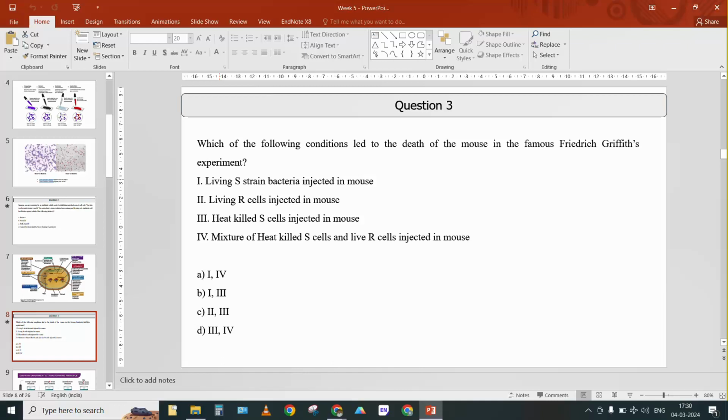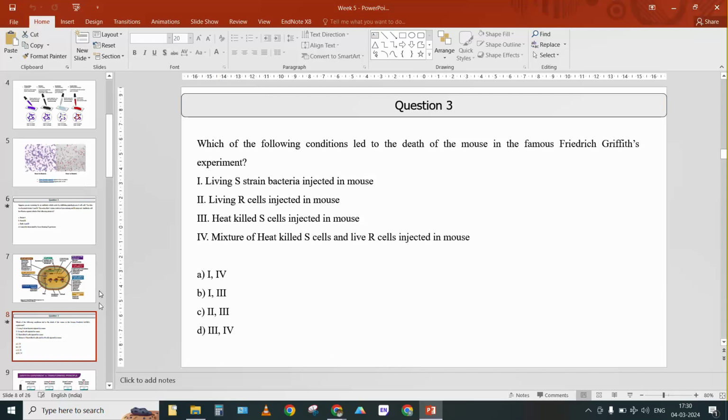Let me continue with the statements or conditions. Condition 1 is living S strain bacteria injected in the mouse. Condition 2 is living R cells injected in the mouse. Condition 3 is heat-killed S cells injected in the mouse. And statement 4 for question 3 is a mixture of heat-killed S cells and live R cells injected in the mouse. They're asking in which condition the death of the mouse will occur in the famous Frederick Griffith experiment.